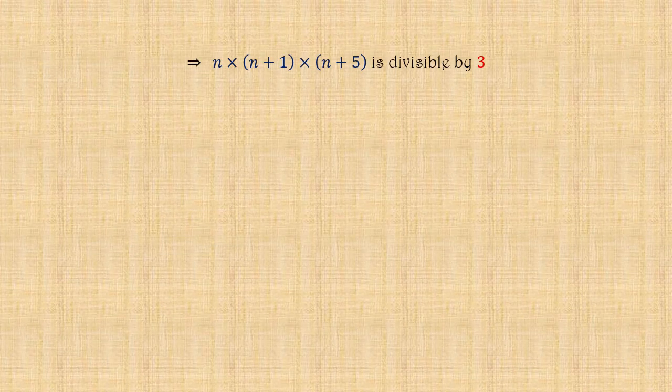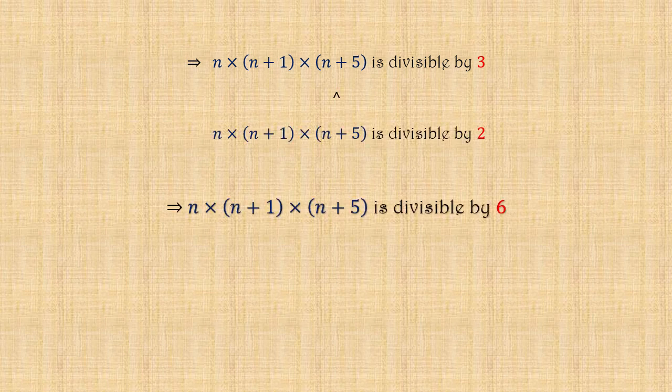So we deduce that whatever the number n, our number n multiplied by n+1 multiplied by n+5 is divisible by 3. And as we already know that it's divisible by 2, we conclude that this number is divisible by 2 multiplied by 3, which means that it is divisible by 6. So that was one way of proving it.